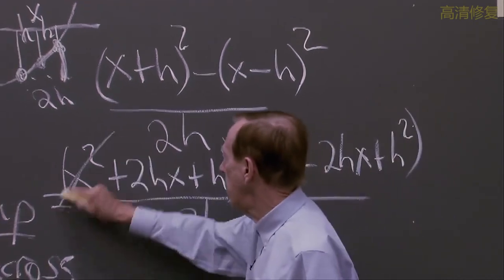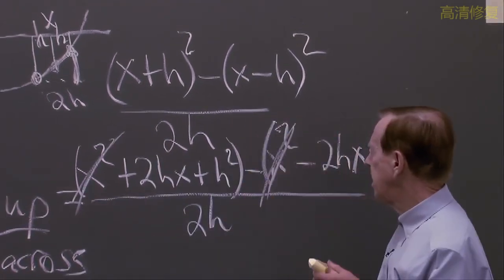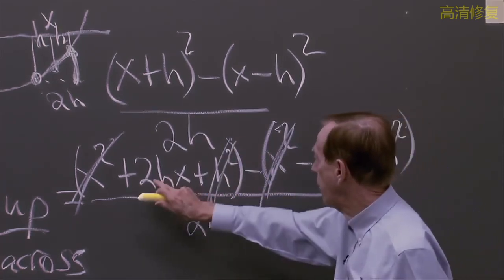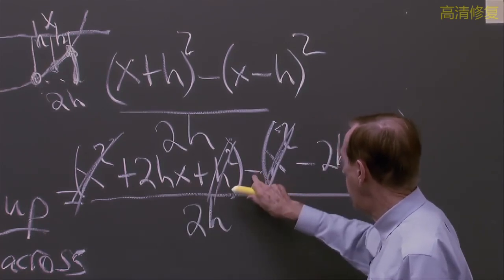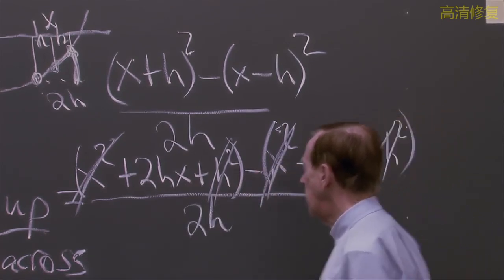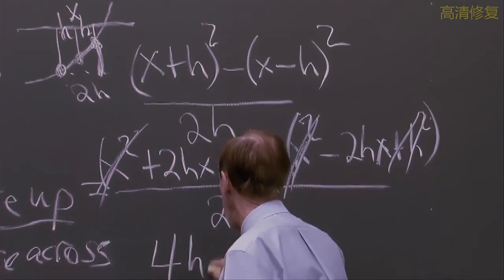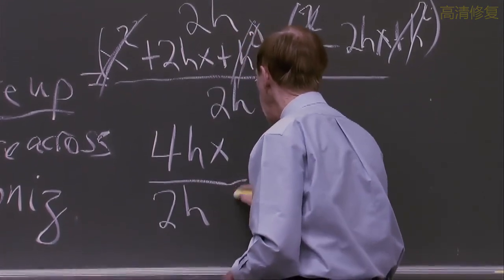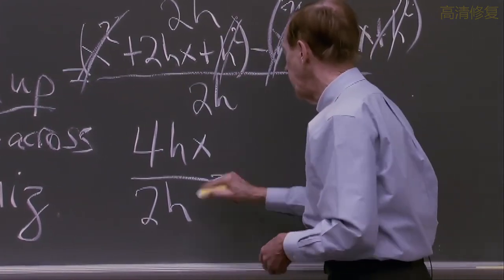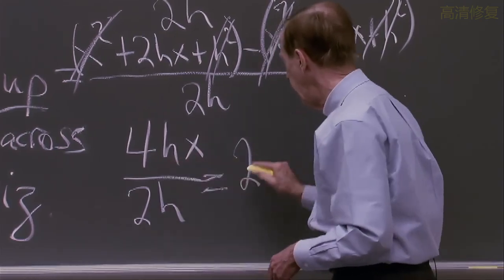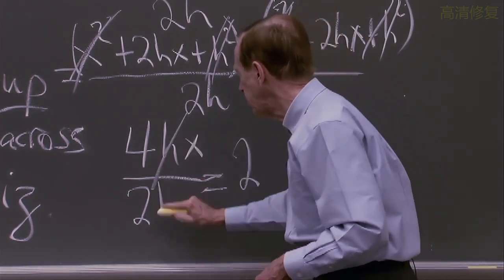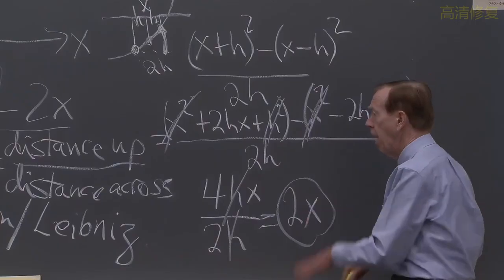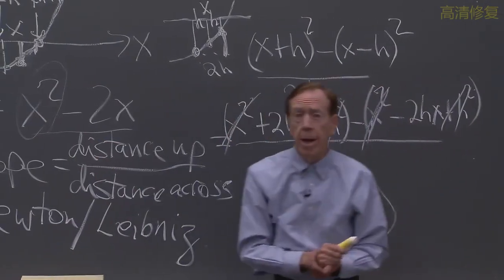I cancel. Look, x squareds cancel each other. h squareds cancel each other. I'm left with 2hx minus 2hx, so I'm left with 4hx divided by this 2h, the distance across, and what do I get? I get 2x. 4 divided by 2 is the 2, h's cancel, and x. That's the slope of y equals x squared.